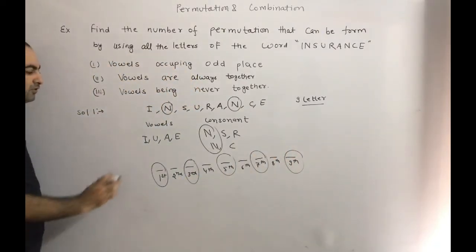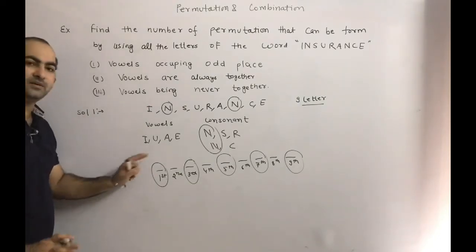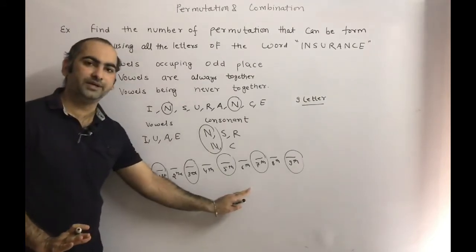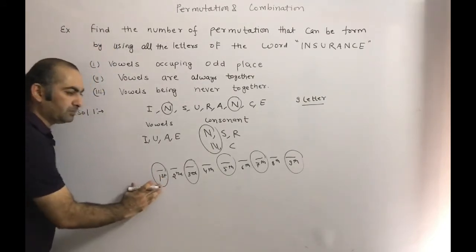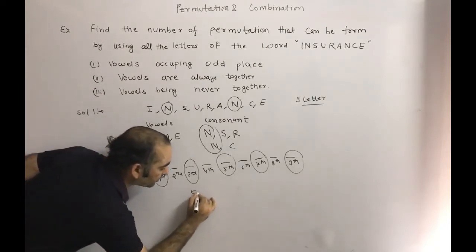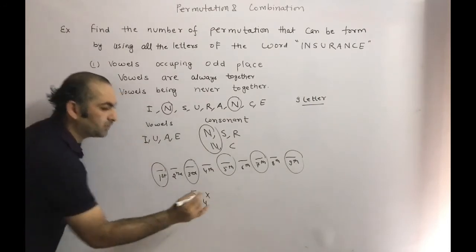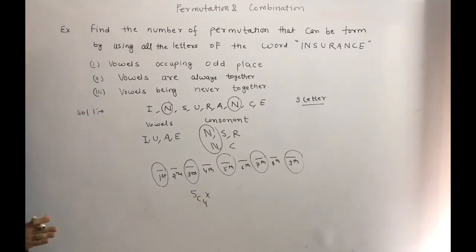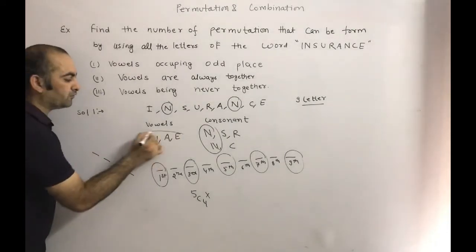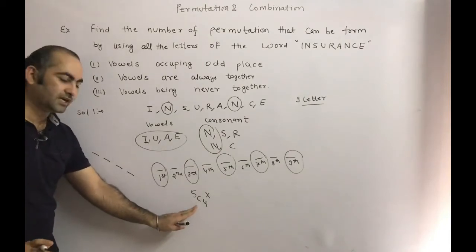We have 4 vowels, so to arrange 4 vowels we need 4 places, but we have 5 odd places. That means out of 5 odd places we have to select 4 odd places, that is 5C4. So you selected 4 odd places. After selecting 4 odd places, you have 4 places and you have to arrange 4 vowels. This gives us the selection of 4 places, so this task is over.